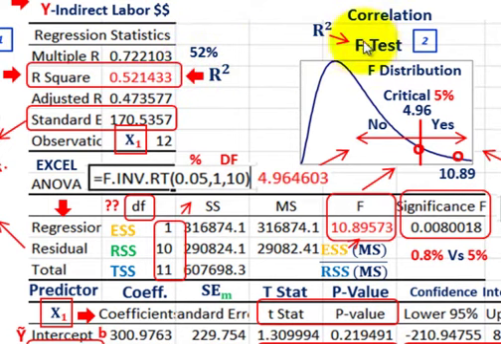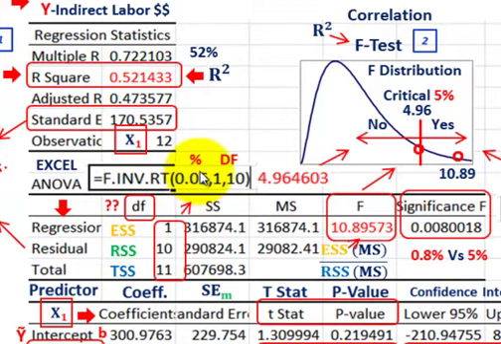We use the F test for this correlation, so this is based on an F distribution. What we have to do is determine a critical value. In this case, we're using a 5% significance level, and we have to calculate that critical number. I'm using Excel here, and the function is equals F.INV.RT, and then you have to put in your significance level. In this case, it's the percentage.